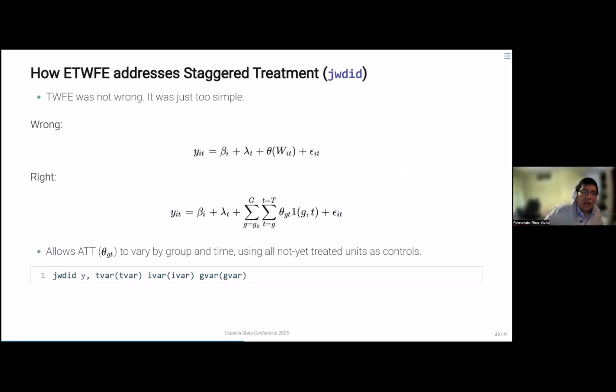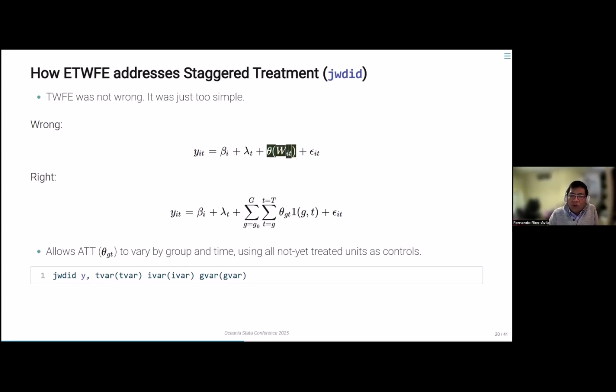Okay, so this is how the idea behind JWDID comes into being. What Wooldridge tells us is that two-way fixed effects was not really wrong. It was just too simple. We were trying to use a model that assumed everything should be summarized into a single indicator.